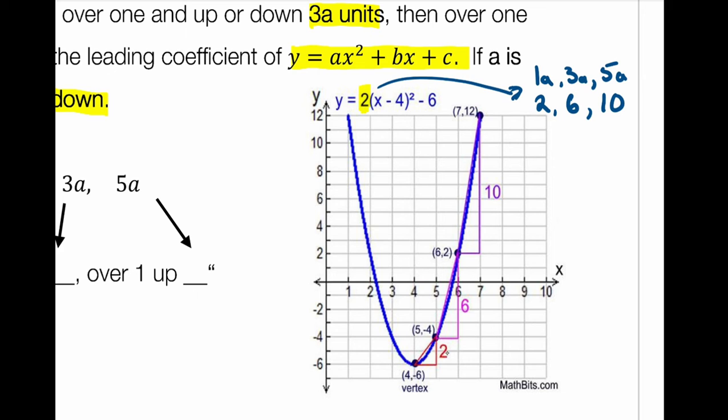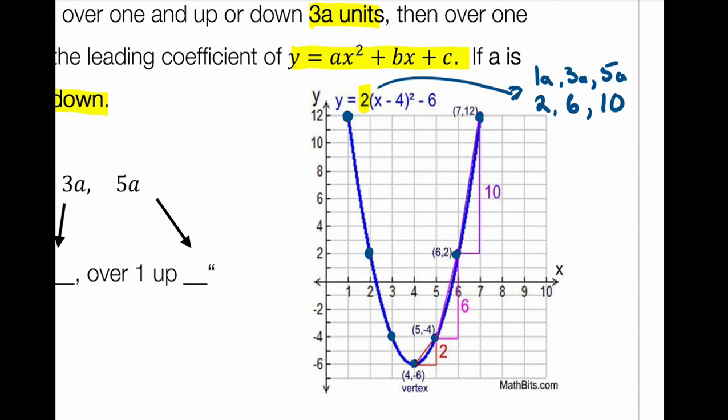And we can see here, from the vertex, we move over 1, and then our first step up is 2, and that's a point. Over 1 again, the next step up is 6, and there's a point. Then over 1 again, the next step up is 10, and there's our next point. And then you can repeat the same thing on the other side because it's exactly symmetrical. So you move to the left 1 and up 2, there's a point. Move over 1 from there, go up 6, there's another point. Move left 1 again, go up 10, there's your next point.